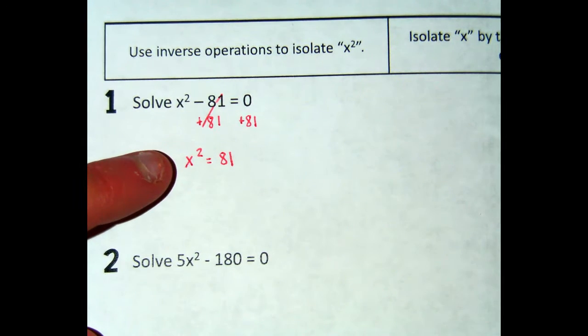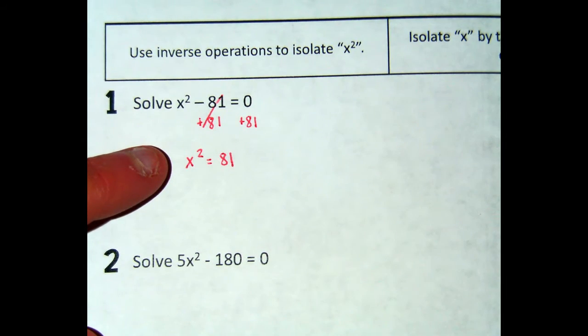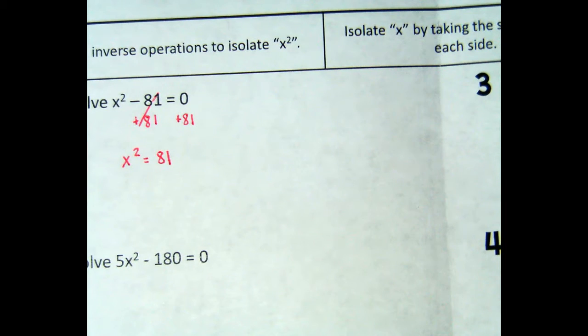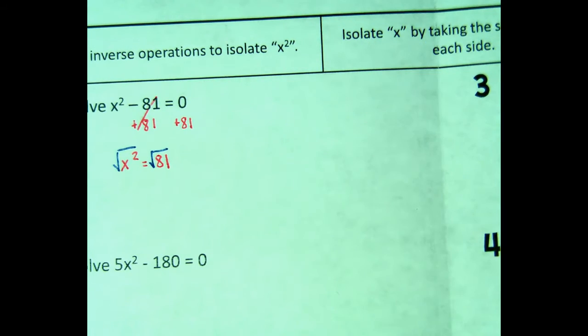Is x squared by itself on one side of the equal sign? Yes. What's the next step then? Take the square root. If you don't know the square root of 81, you need to know where the button is on your calculator. Square root 81 is perfect, so you might know it, but it is 9.